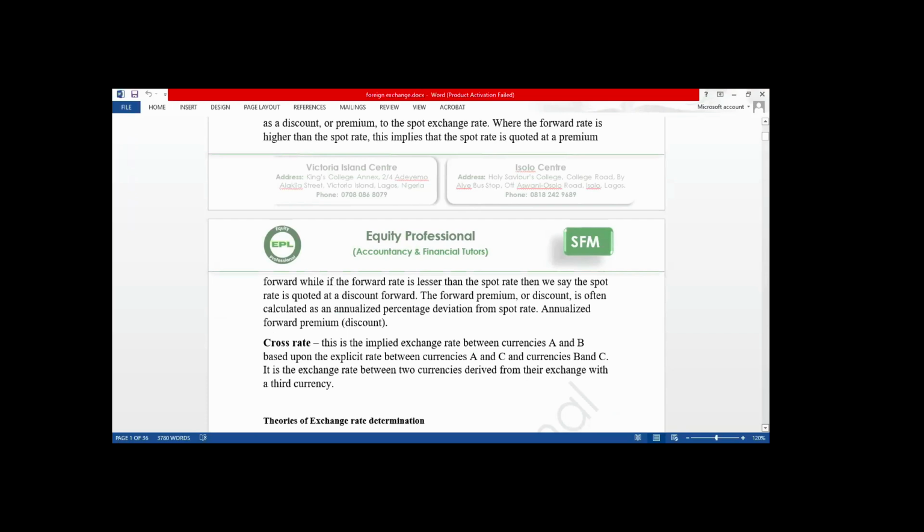Alternatively, if the forward rate is lower than the spot rate, then we say the spot rate is quoted at a discount forward. So please note, the forward rate may be at a premium or may be at a discount.